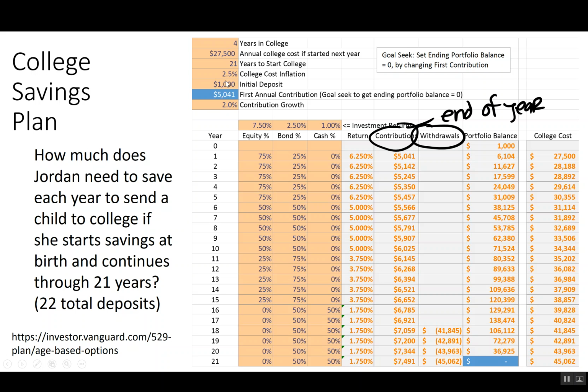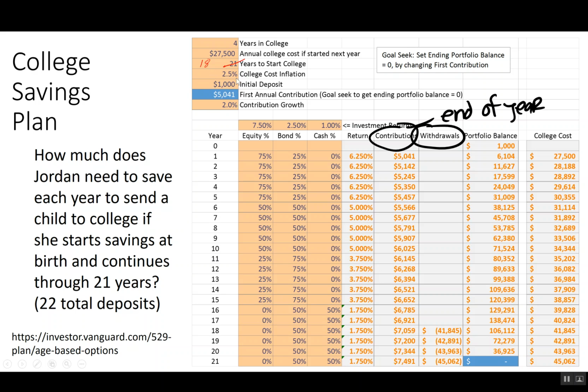However, this person's going to start college in 18 years. No, they're not going to spend 4 extra years in first grade. So 18 years from now, college will start. We're going to assume that college tuition grows at 2.5% a year.